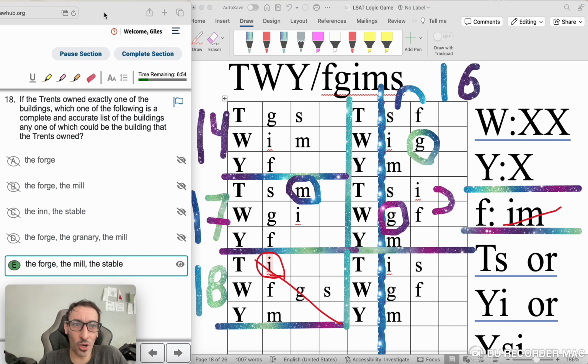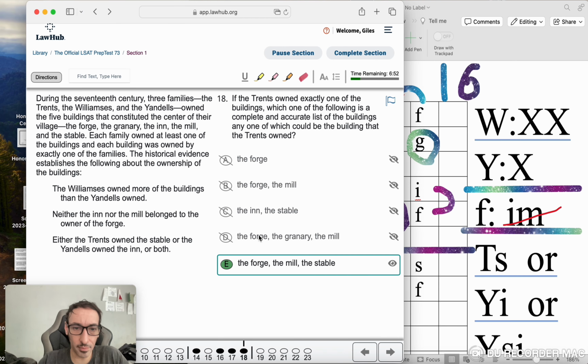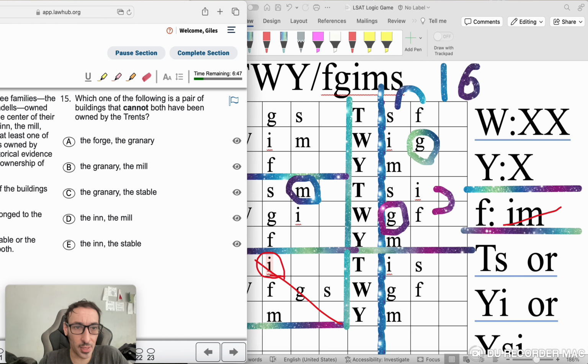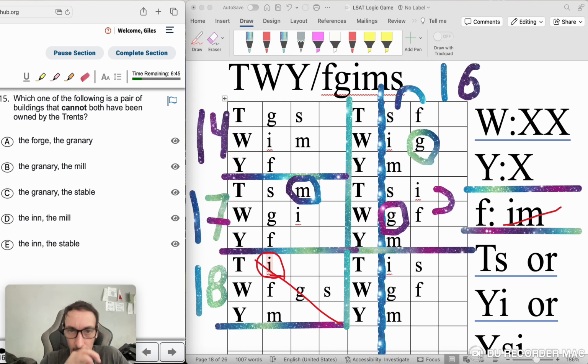If you want to see how well we did, let's go ahead and take a look. And we missed one answer here. Let's see if we can answer this really quickly. They want to know which one of the following pairs of buildings cannot have been both owned by the T and the G. So if we see it, we see it. If we don't, we don't.